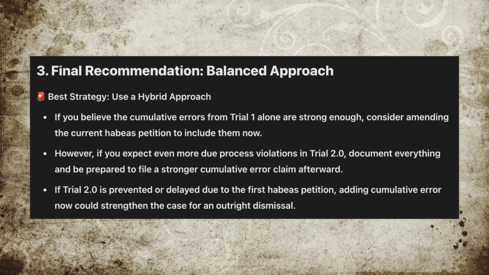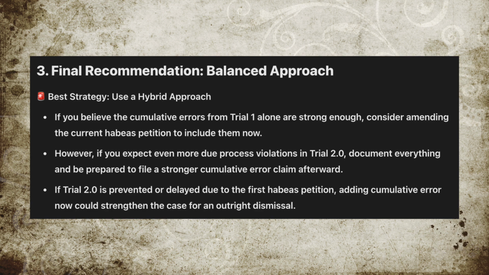So, would the best strategy be using a hybrid approach? For example, if you believe the cumulative errors from trial 1 alone are strong enough, then maybe you'd consider amending the habeas petition to include them now. However, if you expect more due process violations in trial 2.0, which I think we are already seeing, then you would document everything and be prepared to file a stronger cumulative error claim afterwards.